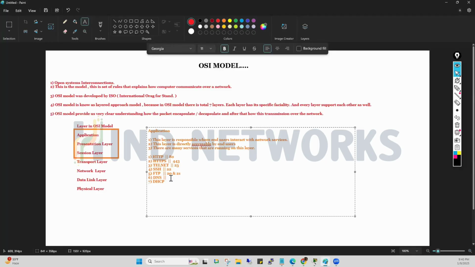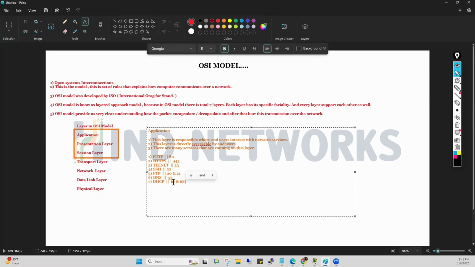Now guys, DNS. I already told you what the use of DNS is. DNS is used to convert your name into the IP address. Understand, everyone? Clear? Now, DNS uses the port number 53. And the last one, DHCP. DHCP uses two port numbers, 67 and 68. Understand? So guys, basically these are the things we need to understand here.